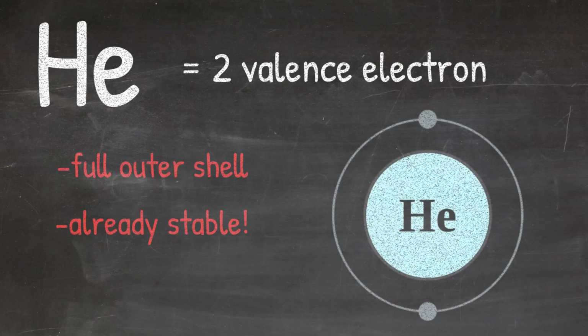Now you know that elements bond together to become more stable, and that stable is when we have a full outer shell of electrons.